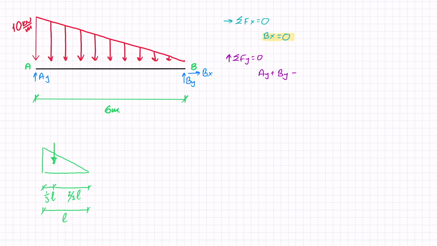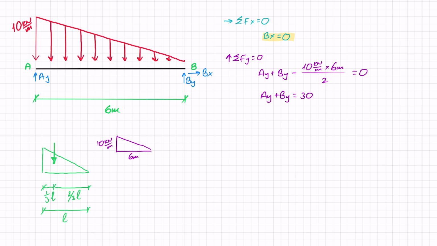this triangular distributed load. Now, as we said, the equivalent force of this distributed load is the area. In this case, I've got a triangle, 10 kilonewton per meter on the opposite side and 6 meters length. So the area of that triangle is 10 kilonewton per meter times 6 meters divided by 2, right? The area of a triangle equals 30 kilonewtons. So AY plus BY equals 30.